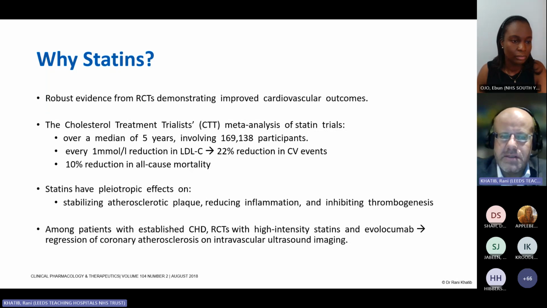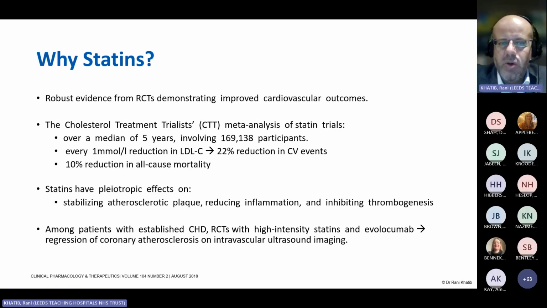There is robust evidence for their benefits, with many randomized controlled trials showing a reduction in cardiovascular events and a 10% reduction in all-cause mortality. And we seem to learn more as we use statins, that statins go beyond just lowering cholesterol. They have plaque stabilizing activity. They seem to have an anti-inflammatory activity, and they seem to inhibit thrombogenesis as well. So it seems that they do more than just lower cholesterol, and they've definitely got some kind of ability to cause good regression of atherosclerosis.